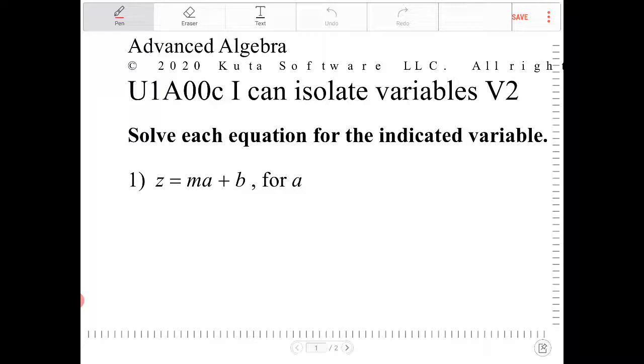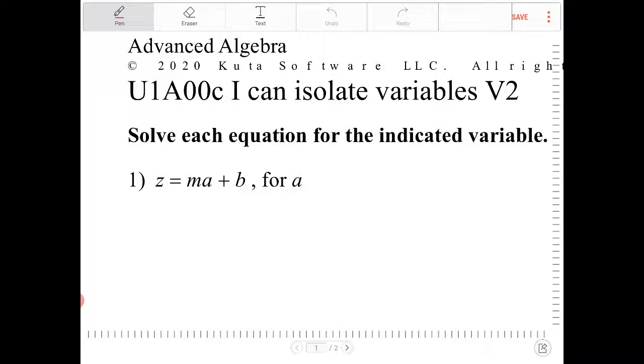In lesson U1A00, we went over PEMDAS and order of operations. Whenever we're trying to isolate an unknown by undoing the operations within PEMDAS, we have to go in reverse PEMDAS order. So let's take a look at some examples. I know this is not the first time that you're seeing this, so I'm just going to go through it and demonstrate some examples for you. So let's take a look.